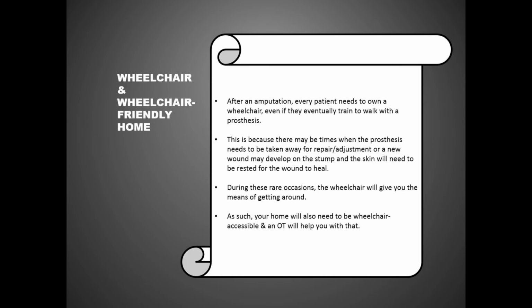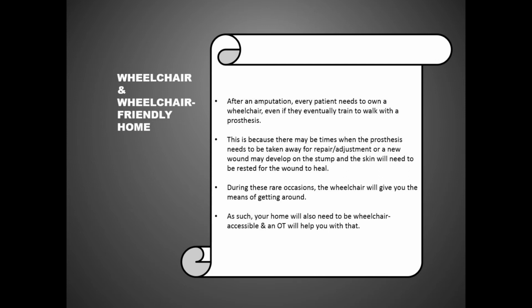Wheelchair and a wheelchair-friendly home. After an amputation, every patient needs to own a wheelchair, even if they eventually train to walk with a prosthesis. And this is because there may be times when the prosthesis needs to be taken away for repair or adjustment, or a new wound may develop on the stump, and the skin will need to be rested for the wound to heal. During these rare occasions, the wheelchair will give you the means of getting around.